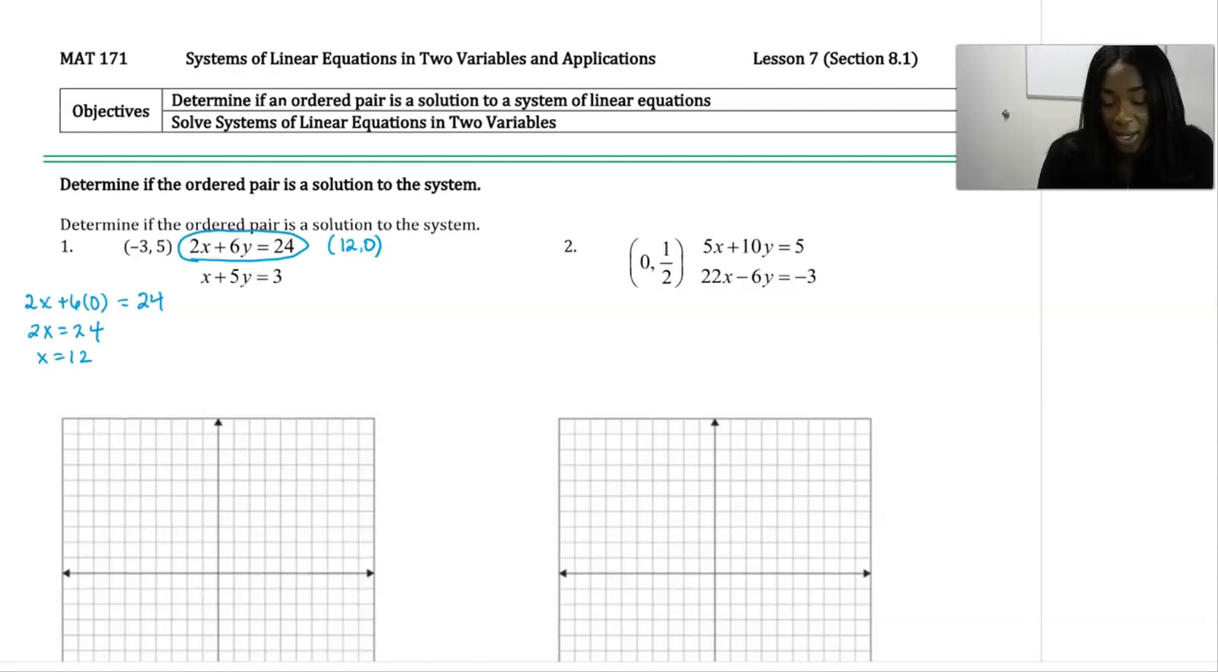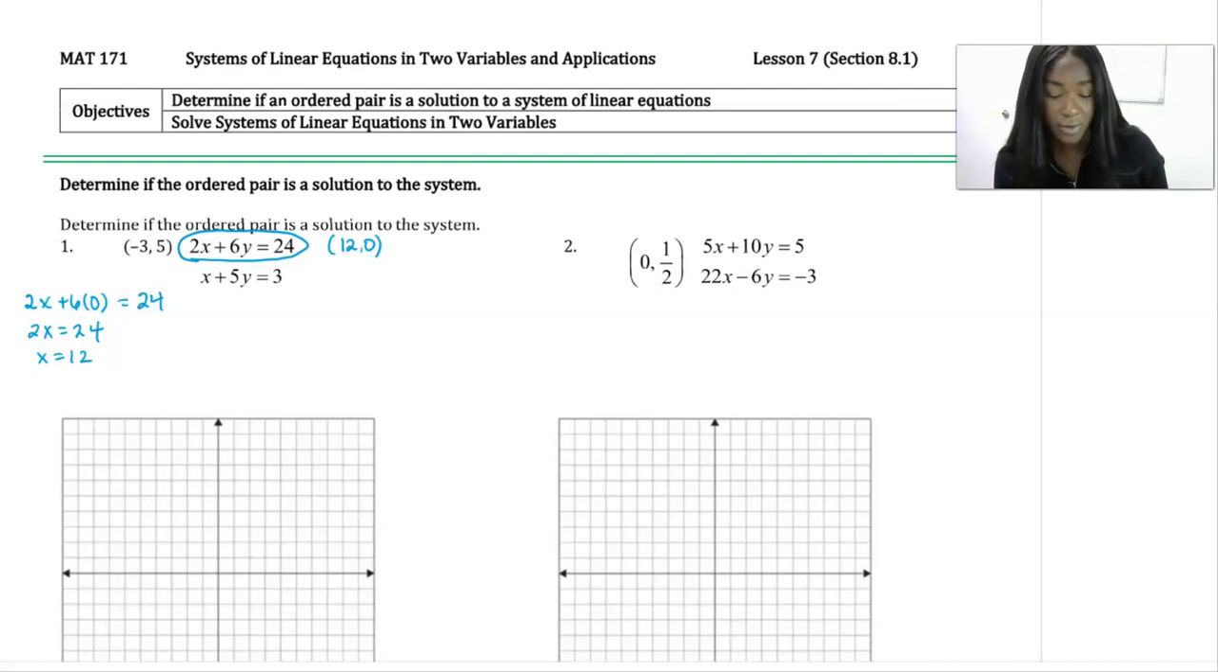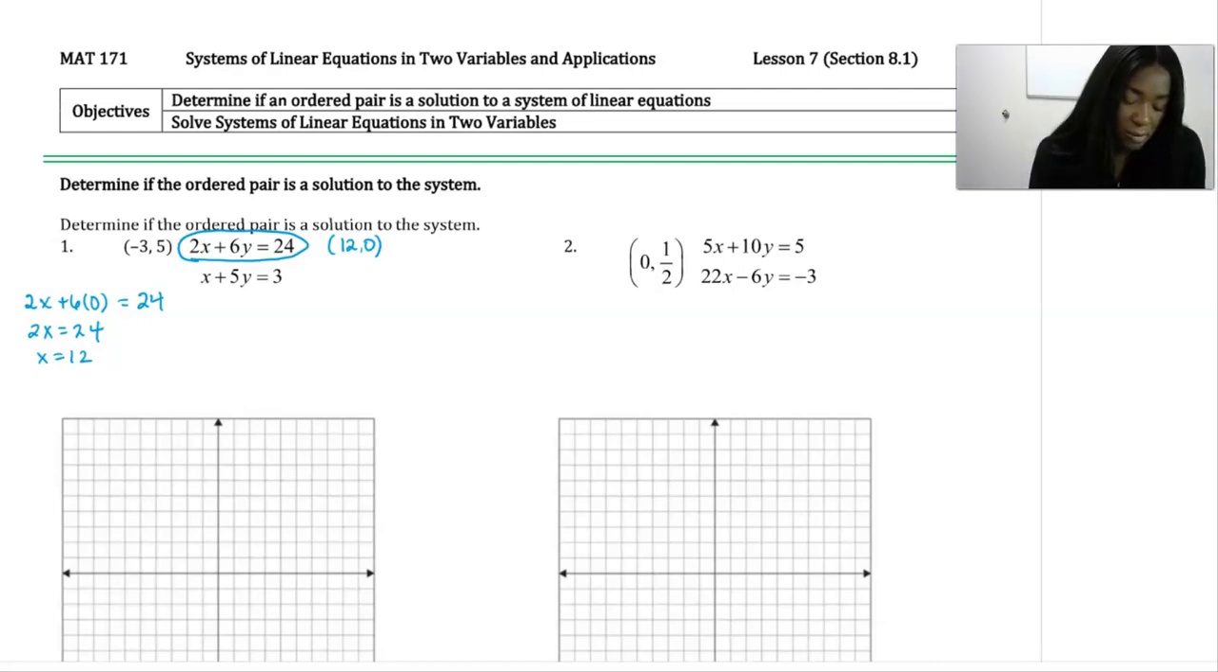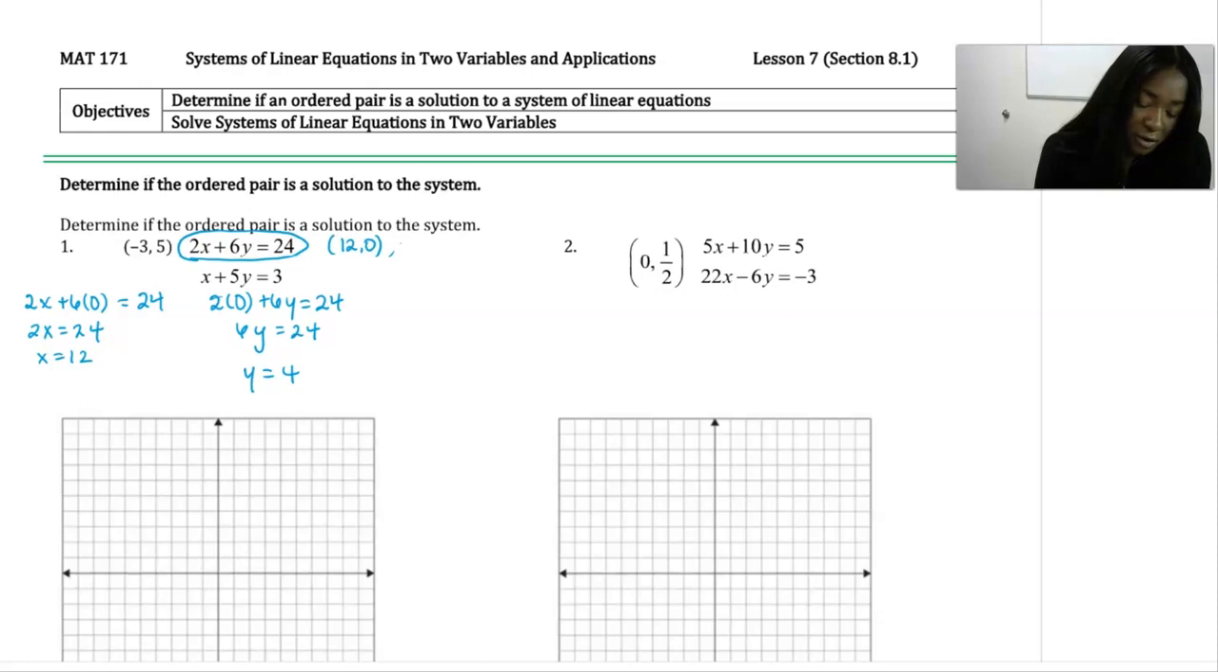Now I'm going to find the y-intercept for that line. I'll find the y-intercept by setting x equal to 0 and solving for y. So I will plug in 0 for x. So I have 6y is equal to 24, and then I'll divide both sides by 6 to see that y is equal to 4. So I know that the first line also has a y-intercept at the point 0, 4.